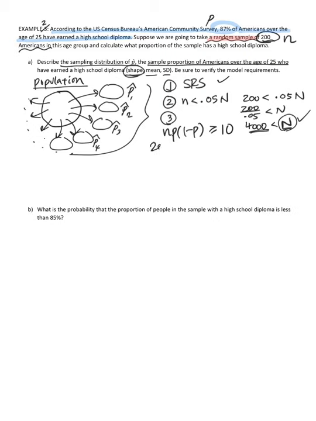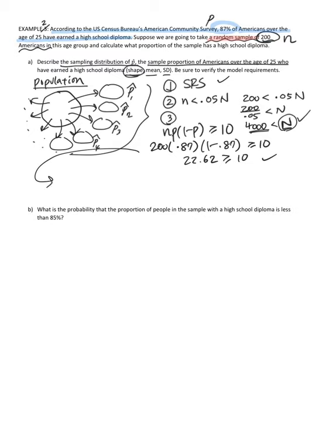So n will be 200. So 200 times 0.87 times 1 minus 0.87. Is this greater than or equal to 10? So it's 200 times 0.87 times 1 minus 0.87. That's 22.62. So yes. These 3 requirements are satisfied.